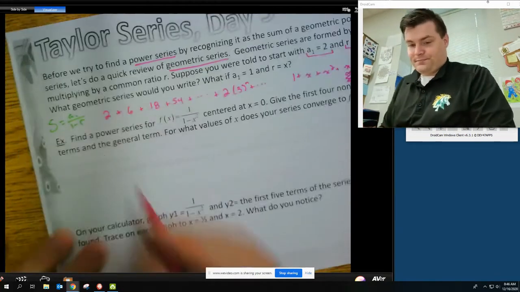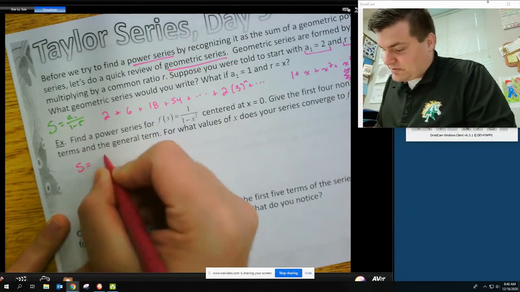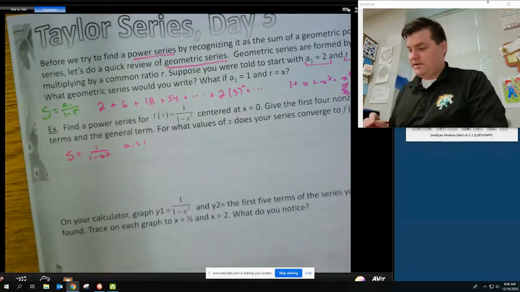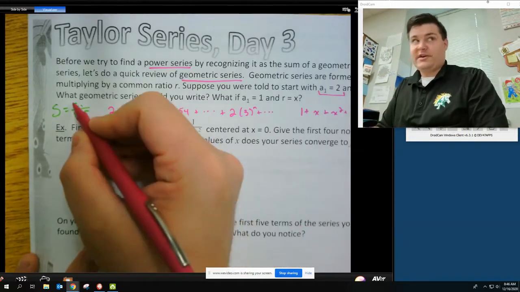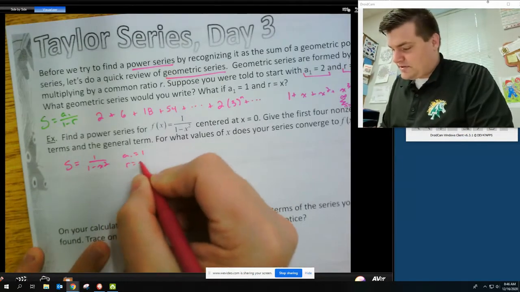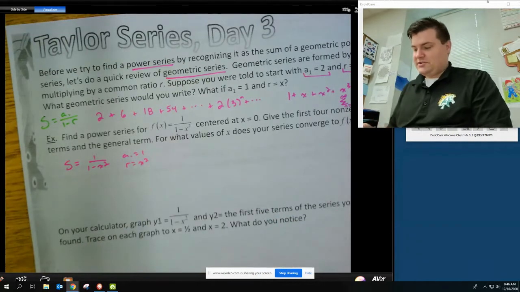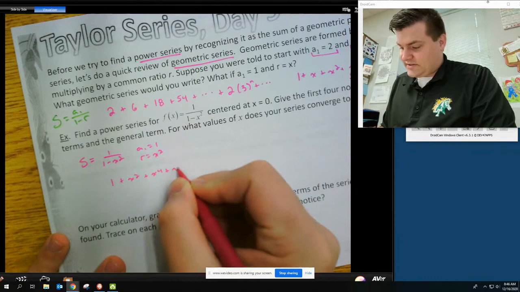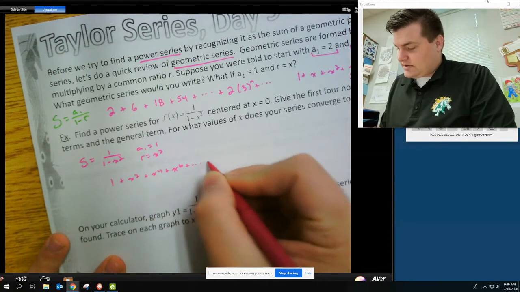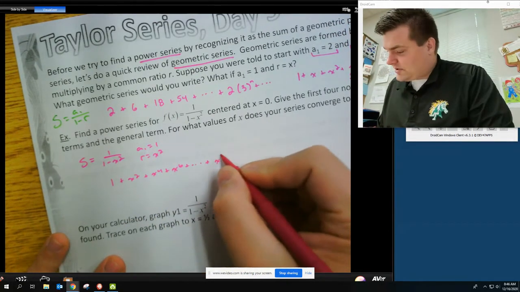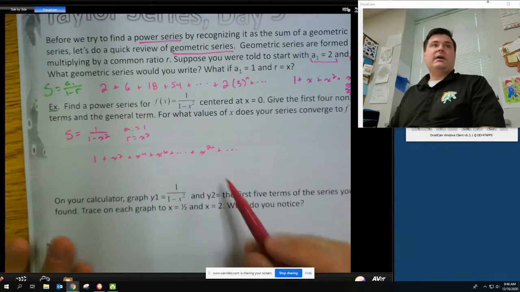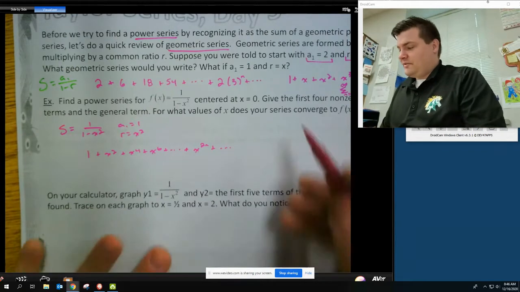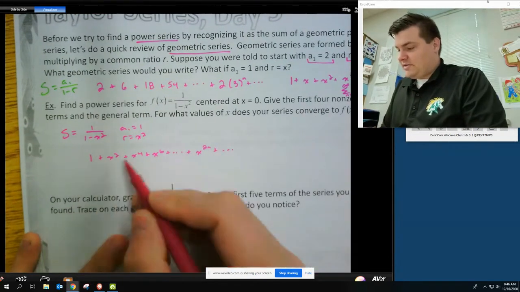Since my sum is 1 over 1 minus x squared, my first term is 1. I'm just translating from over here. And my r value is x squared. So this is really going to turn into 1 plus x squared plus x to the 4th plus x to the 6th. You get the idea. It's really just doubling up our power here. So get the first 4, I just did that in the general term.